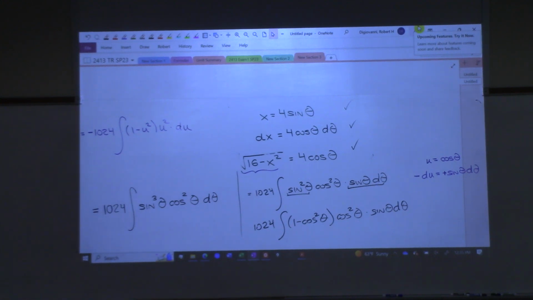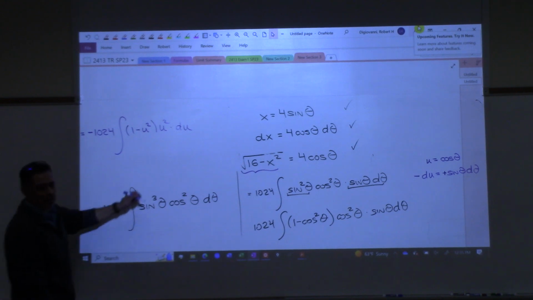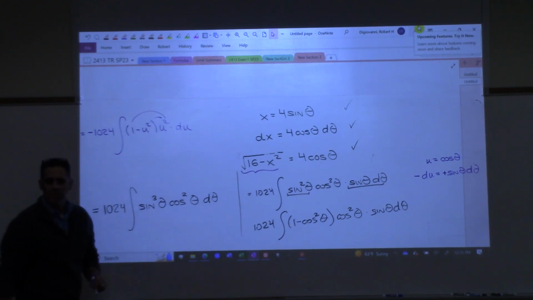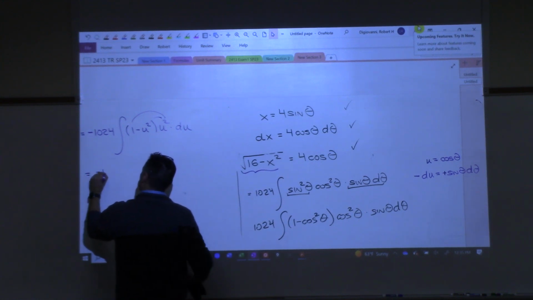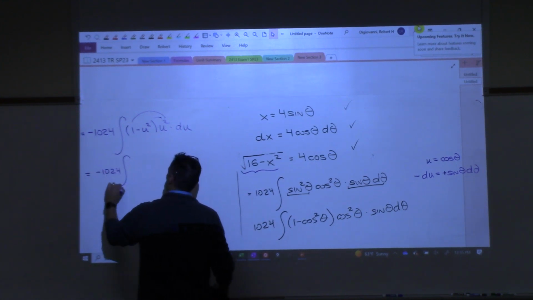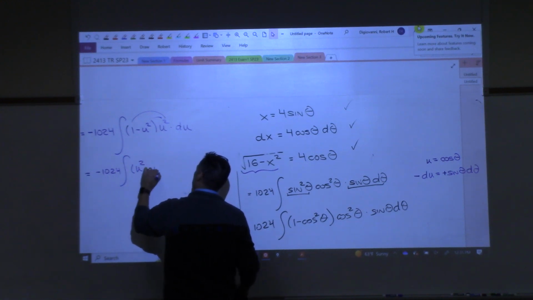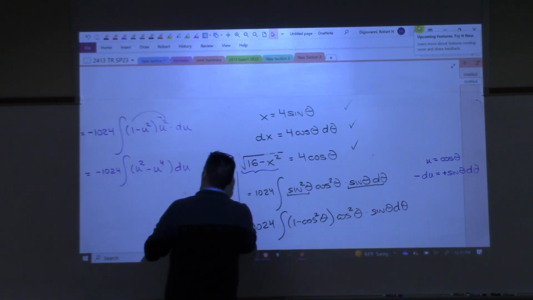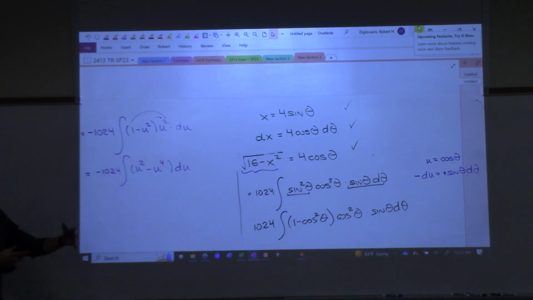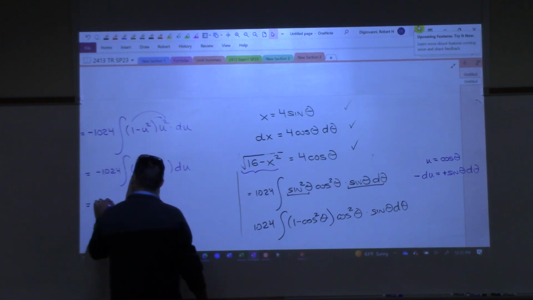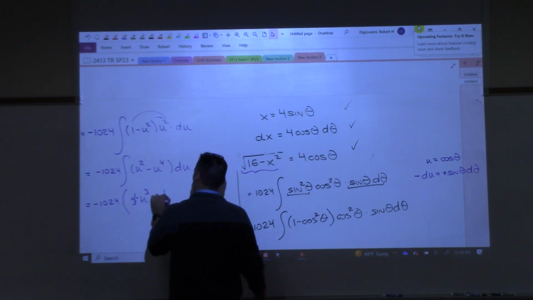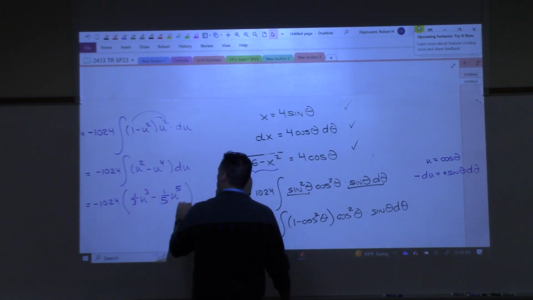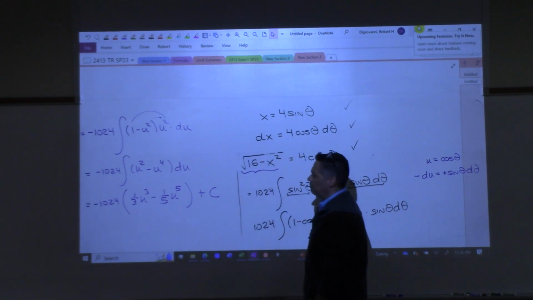What now? Distribute the u squared through, and then we're going to use power rule, right? Okay, so I've got this. Negative 1024 integral of u squared minus u to the fourth du. Power rule, I can handle that, right? Equals negative 1024 parenthesis 1/3 u cubed minus 1/5 u to the fifth. All of that plus some constant that I don't know.